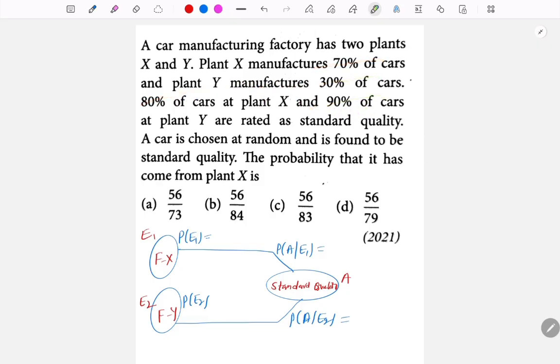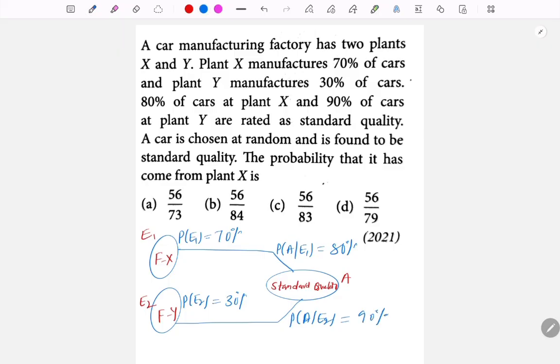Now first one 70%, second one it's 30%, right? And P of A by E1 they gave, observe, from this one and this one I am picking. Next one 80%, and 90% for which one? Standard quality. Next 80% and 90%.